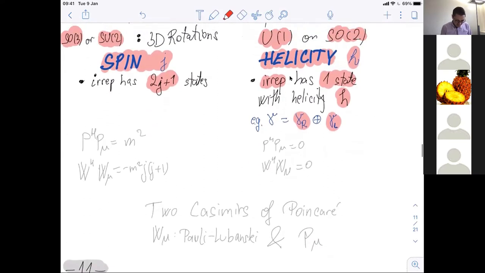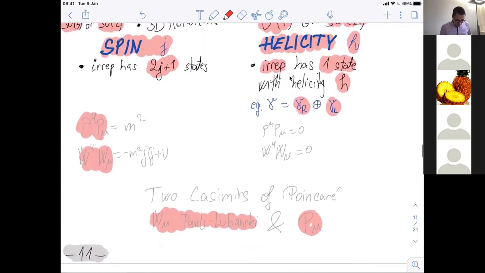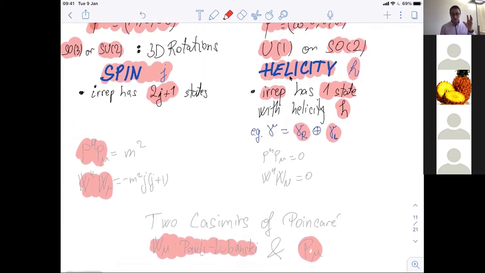In other words, we classify the representations of the Poincaré group under the Casimirs, and the two Casimirs we have in mind are built from the four vector momentum and from the Pauli-Lubanski four vector. These are the two Casimirs, P square and W square. So it goes this way. So you see that these rotations play a role in defining the spin or helicity of the particle.